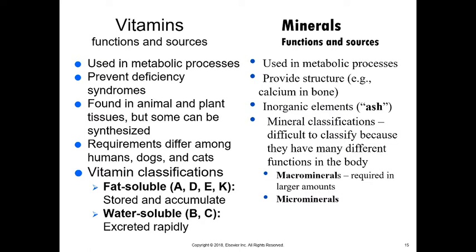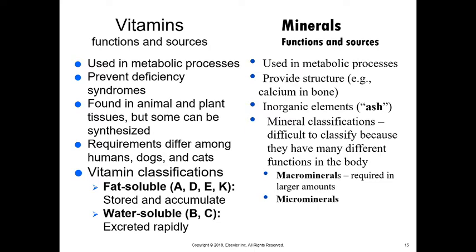The water-soluble vitamins are B and C, so it's very difficult to overdose on vitamins B and C. And that is because we excrete them rapidly through our urinary tract system. So whatever we take in, typically what we don't use, we're going to urinate out. So that's your vitamins. And again, it's important to remember what's fat soluble versus what's water soluble.